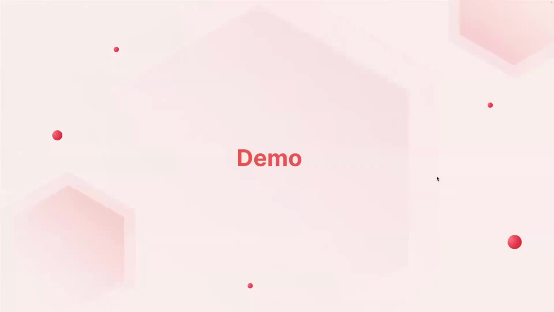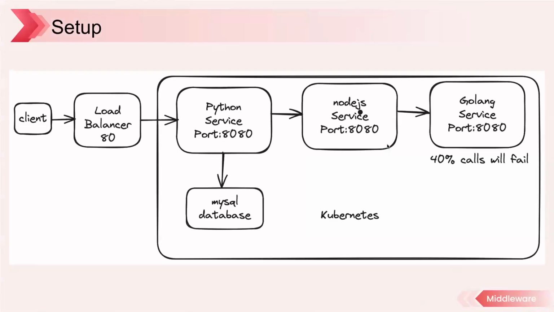Okay, fun time. Demo. In the demo, I have set it up like this. We have 3 services written in 3 different languages. The first one is a Python service, which talks to a Node.js service, which talks to a Golang service. In the Golang service, I have injected failures, so 40% of the calls will fail. And the Python service also does a few SQL queries on a MySQL database.